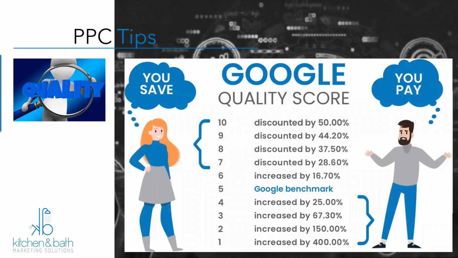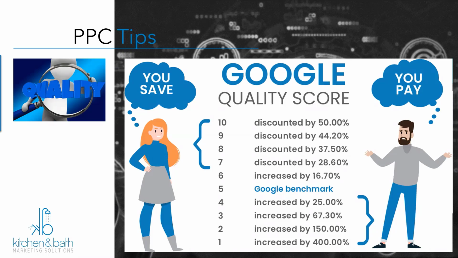So if you look at this diagram here, you usually start at a 5. That's the benchmark. And so you're going to go up or down depending on how they click on the ad. If they click on the ad and they're taken to information that they like and they either do an action, whether that's click to call or fill out the form, that means you have a higher quality score.